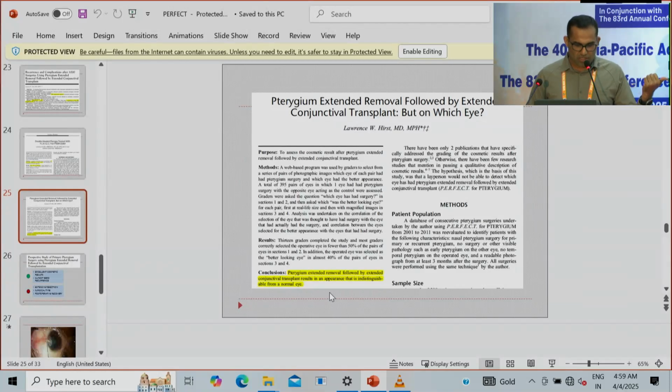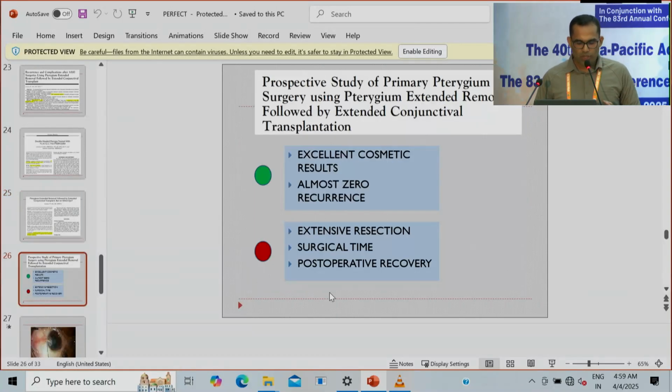He has also studied the cosmetic outcomes, and the surgeons were asked to identify the eye which was operated on, and it was very difficult to identify because the graft was going almost up to the medial canthus. So cosmetically also it is the best. The only problem is it needs an extensive resection and long surgical time, the pain is a lot because there will be a lot of sutures, and the post-operative recovery is also very slow because you are excising so much tenons.